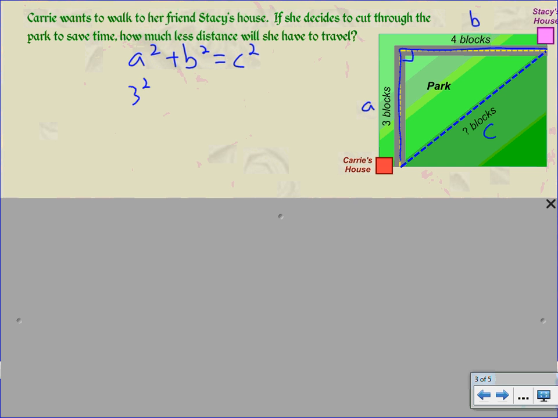So this is going to be 3 squared plus 4 blocks goes in for B. So I've got 4 squared there. And C squared, this is the distance we're looking for. That's the distance through the park. And we go ahead and solve for C.